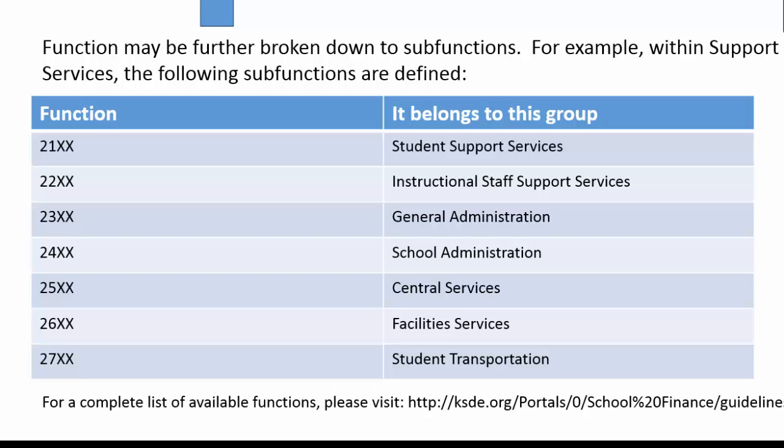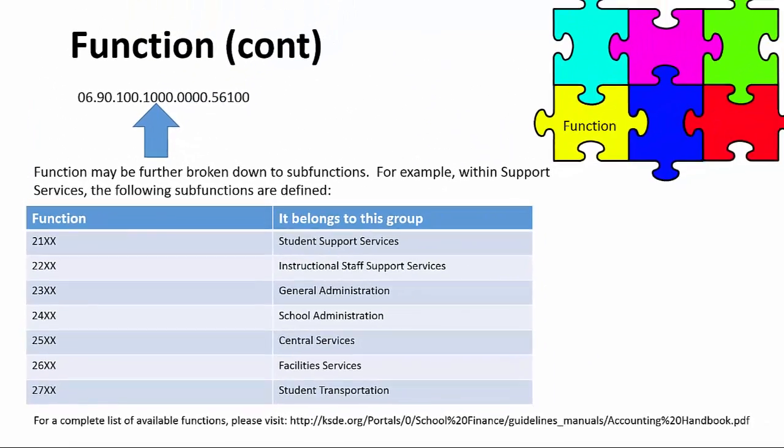Functions starting with 2-3-0-0 are general administration and typically represent activities performed by the superintendent or the Board of Education. School administration, in other words, money spent for your school office, would start with a function of 2-4. Central services, 2-5, includes accounting, purchasing, human resources, TIS, etc. Facility services, which includes the shop and security, start with 2-6. And finally, student transportation functions start with 2-7.